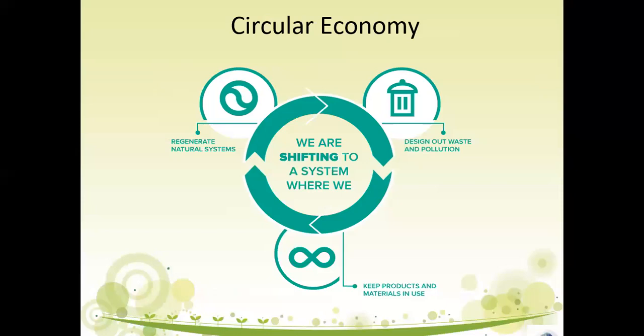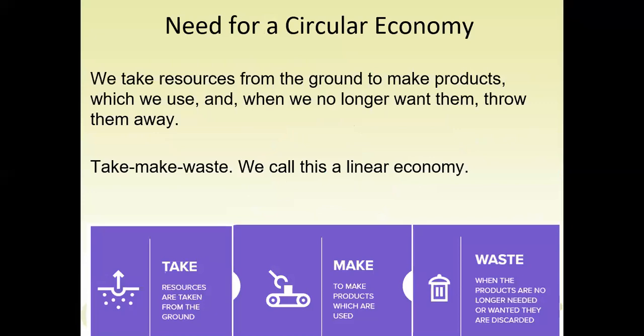If you look at the circular economy and want to learn more about it, you have three main pillars: regenerate natural systems, design out waste and pollution, and keep products and materials in use. These are the three fundamental pillars of a circular economy. Based on that, as we'll see later, we can generate strategies that help in the creation of a circular economy.